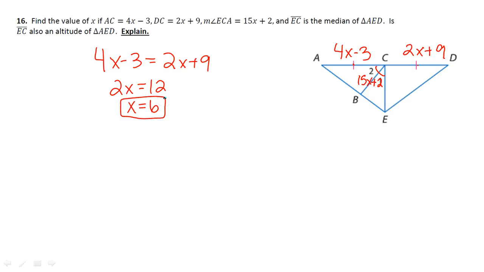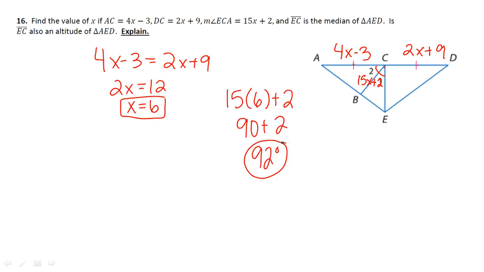Now, to determine if EC is also an altitude, that would have to mean that this angle that we have labeled would have to equal 90 degrees for EC to be an altitude. So if we plug in our x value, 15 times 6 plus 2, for that angle, you're going to get 90 plus 2, which is 92 degrees. So is EC an altitude? No, because it is over 90 degrees.